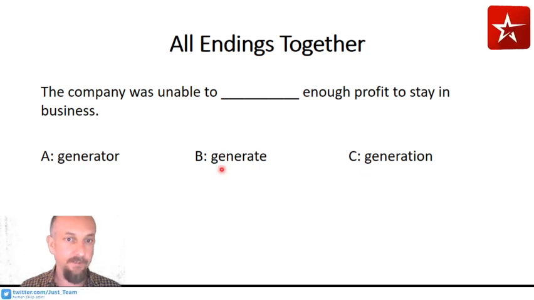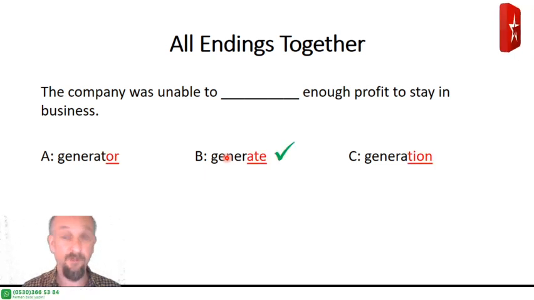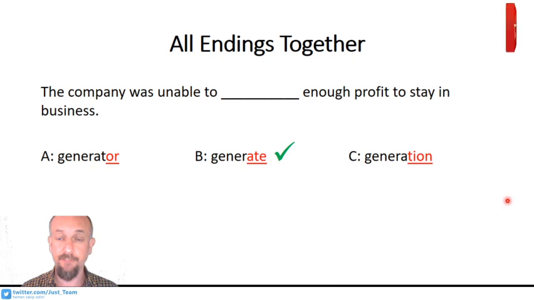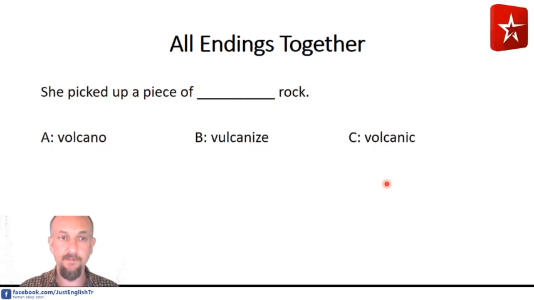So Eren says B, generate. Can we have a reason, please, Eren? Any ideas as to why? Can anybody tell me why? Got the correct answer. Well done, Eren. We need to have a verb, unable to do something. We need a verbal form. Generator is a noun, used for things, machinery, something which generates energy. Then we have generation, which is also a noun form. Very good. Let's go to the next one.